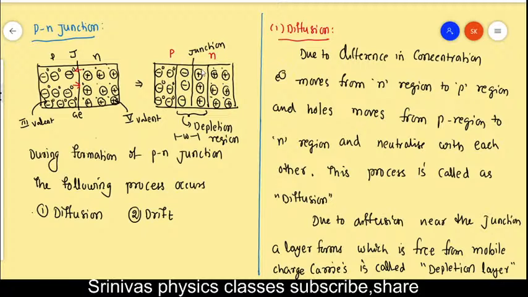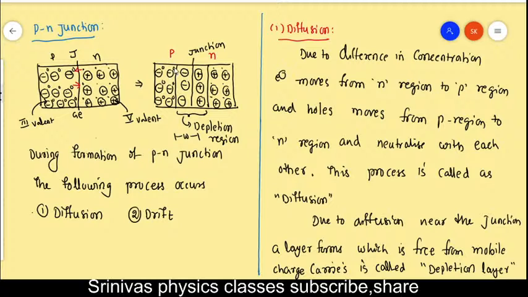It started here. The electron is a negative charge, it is trying to go this side. Follow the cursor, the electron is going this side. When the electron comes to here, a negative ion is there, and this negative ion repels the negative electron, not allowing it to enter into the p region. That's why this electron does not move from n region to p region.